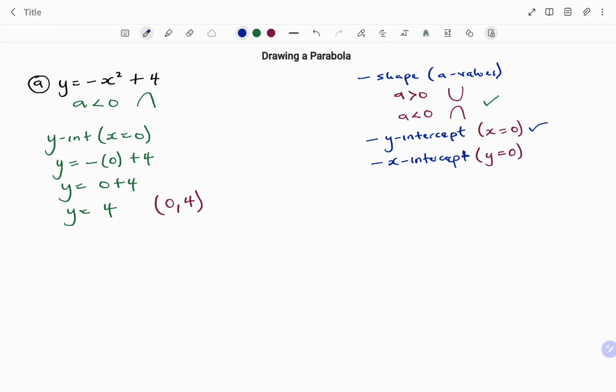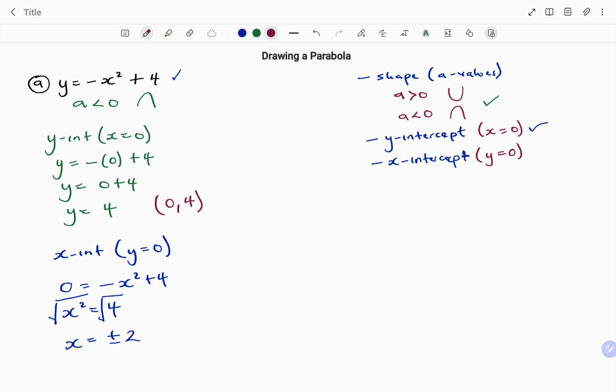The last point is our x-intercept. For the x-intercept, the value of y equals 0. So every occurrence of y from our equation, replace it with 0. Therefore, we have 0 equals minus x squared plus 4. To solve for x, I'm going to move my minus x squared to my left-hand side. I have x squared equals 4. To find x, find the square root of both sides. Therefore, x equals plus or minus 2.